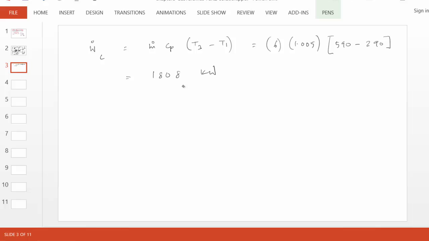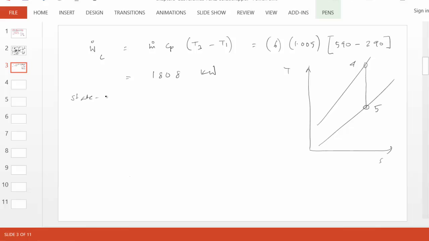Now let's jump to state 4. To do states 4 and 5, just to put it in perspective of the TS diagram, we have state 4 here and state 5 here. For state 4, everything is supplied to us. Pressure is the same as P3, which is 1000 kPa, and temperature is given to us as 1500 Kelvin, the maximum temperature of the cycle.